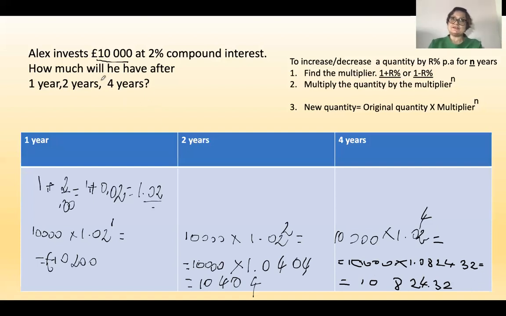So what changes is n. The multiplier stays the same whether after a year, 2 years, or 4 years. And can you see how the amount changes? £10,200 in the first year, £10,404 after the second year, £10,824 and 32 pence after the fourth year.